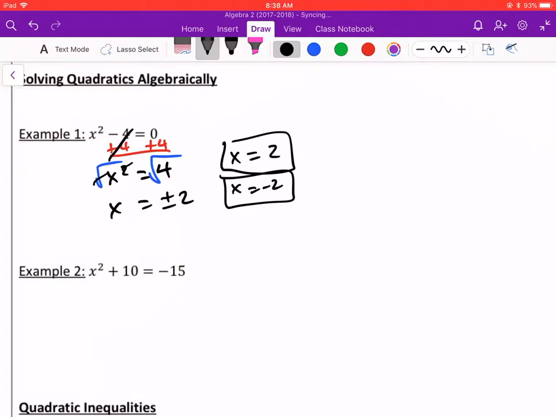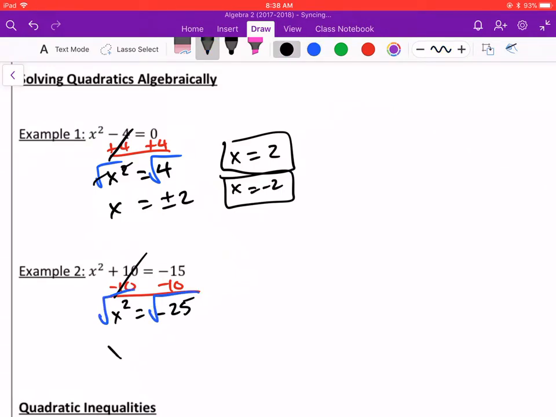If I look at example 2, same situation. I don't have a bx. You don't have a number that just has an x on it. So let's go ahead and solve this algebraically. Let's get rid of the 10 by subtracting 10. This would be -25. So you're left with x squared equals -25. And then cancel the square by square rooting.